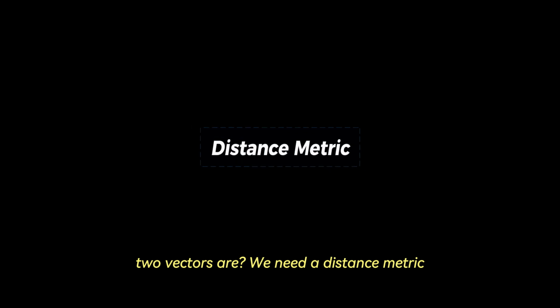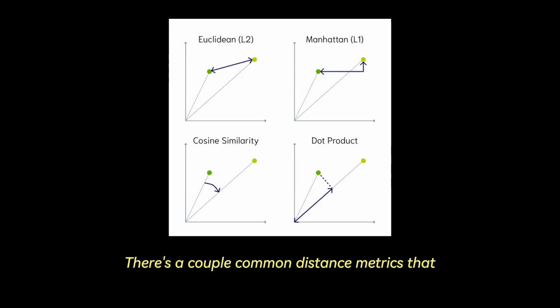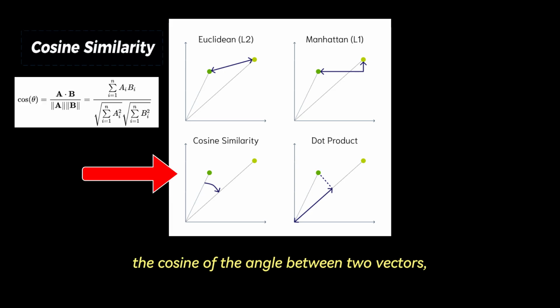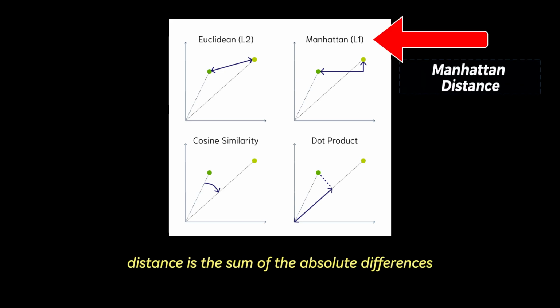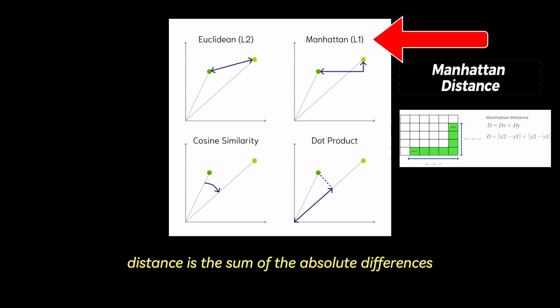We need a distance metric. There's a couple common distance metrics that are used in vector databases. Cosine similarity measures the cosine of the angle between two vectors, and it's particularly useful in NLP tasks. Euclidean distance measures the straight line distance between two vectors, and it's widely used in image retrieval and numerical data. Manhattan distance is the sum of the absolute differences, and it's used in certain clustering tasks.